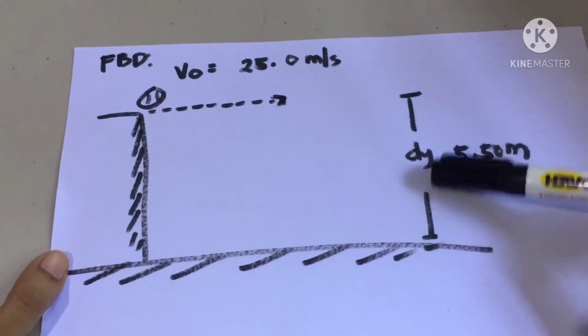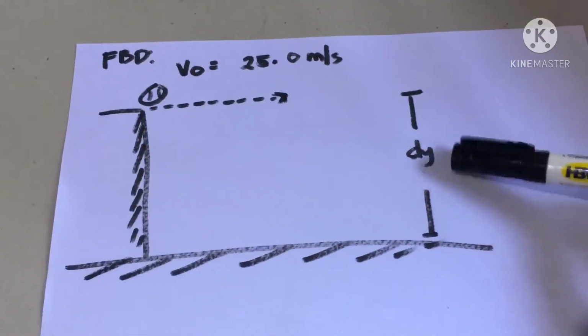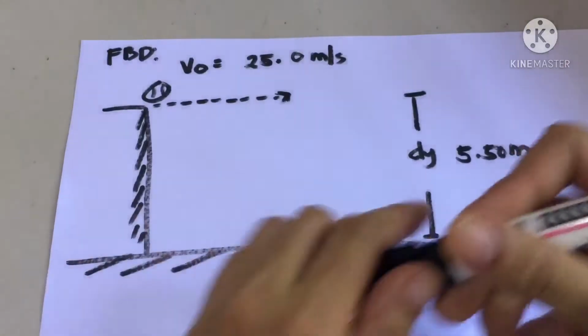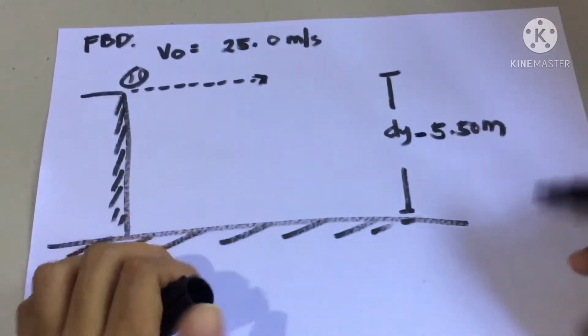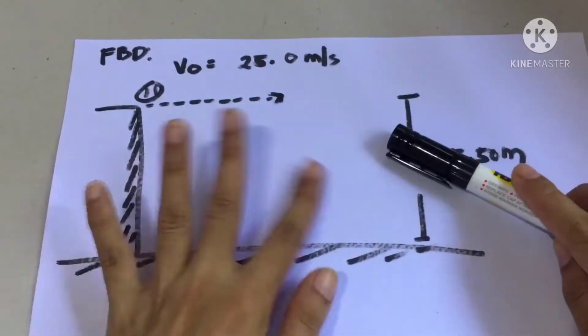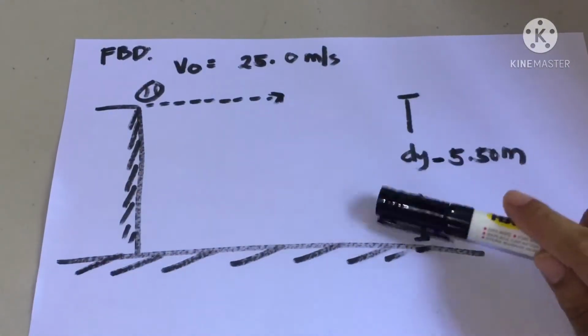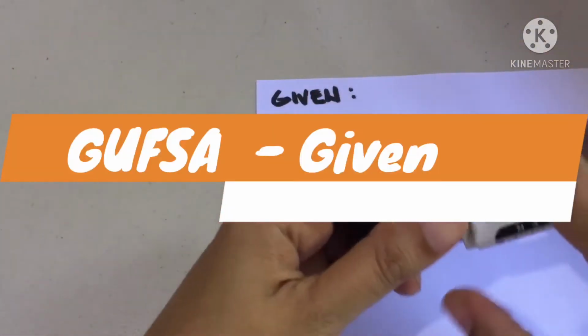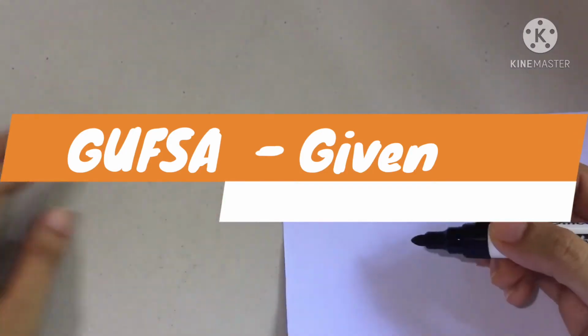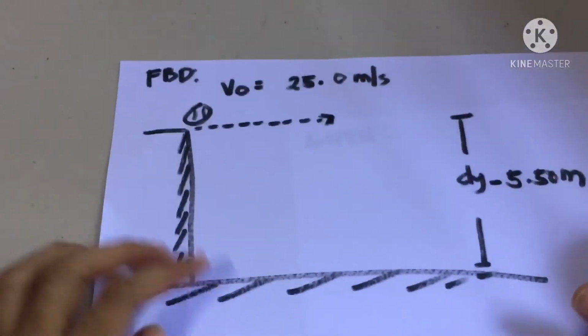And then we have here the distance y, since it is given from a height of negative 5.50. Actually, we are missing the negative 5.50. Okay, so that is the free body diagram of our sample problem. How to solve? Of course, we will still use GUFSA. So let's start with our given. Based on our problem, these are the given.